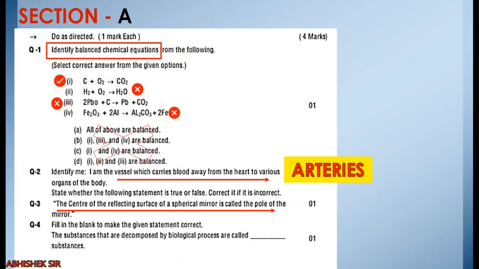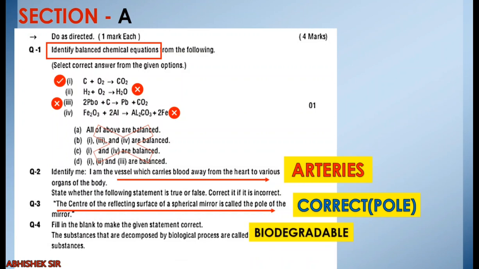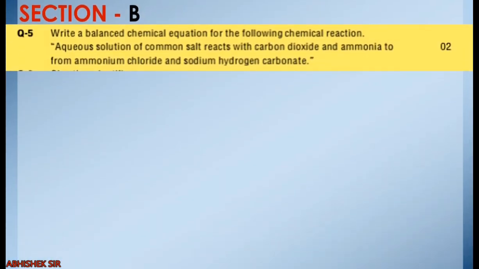The center of the reflecting surface of a spherical mirror is called pole of the mirror. So this statement is correct, right? So it is written that correct it if it is incorrect, no need to do that because this statement is true. Next is fill in the blanks. To make the given statement correct, the substances that are decomposed by biological process are called biodegradable substances. Okay, so this makes up your whole section A.